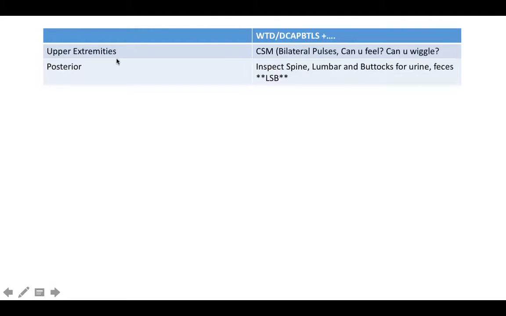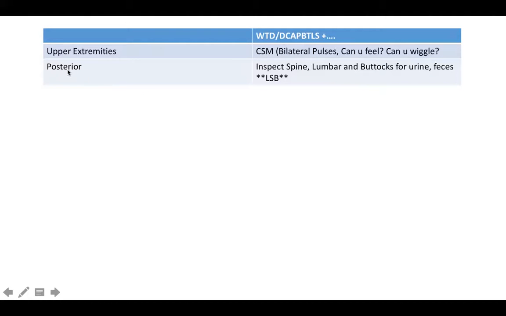And then for your upper extremities, you do the same thing. CSMs, check for pulses bilaterally. Sir, can you feel this on your fingers? Sir, can you wiggle your fingers? This, again, will tell me if there's any damage to the spine, if they are able or not able to feel or wiggle anything.